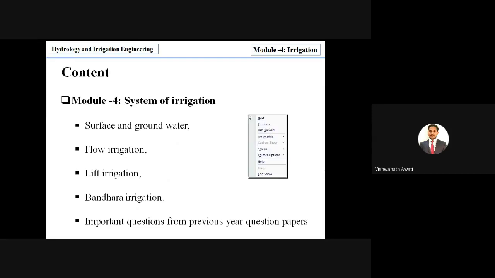The main discussion is about the system of irrigation. So we are discussing the system of irrigation. In this we are discussing surface and groundwater sources, flow irrigation, lift irrigation, Bandhara irrigation, and important questions, right? We'll discuss one by one.